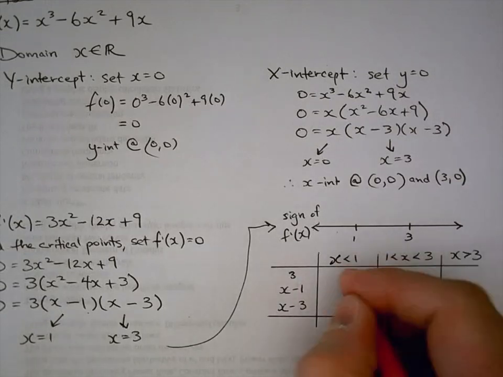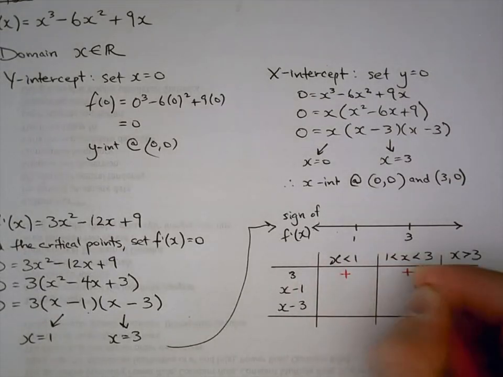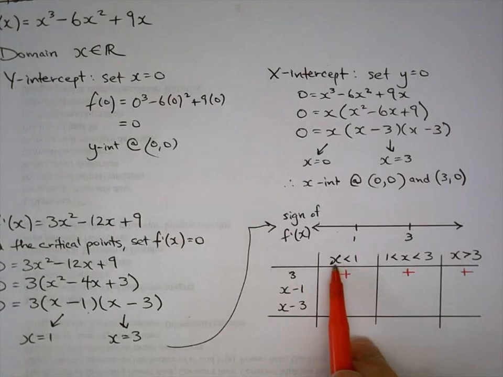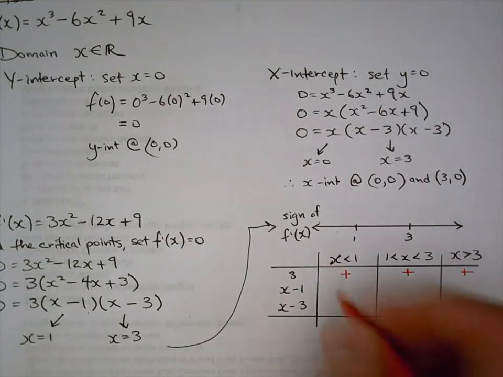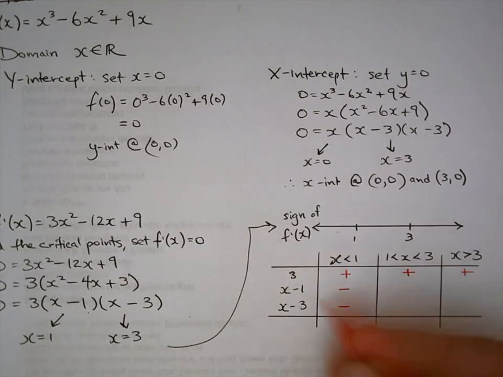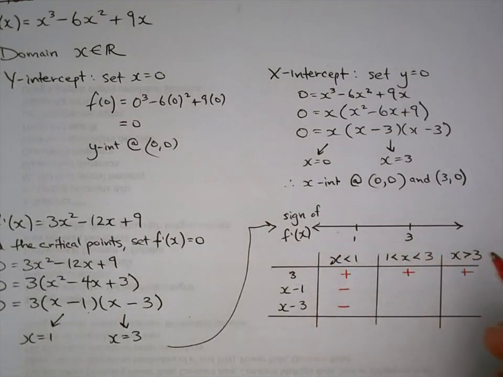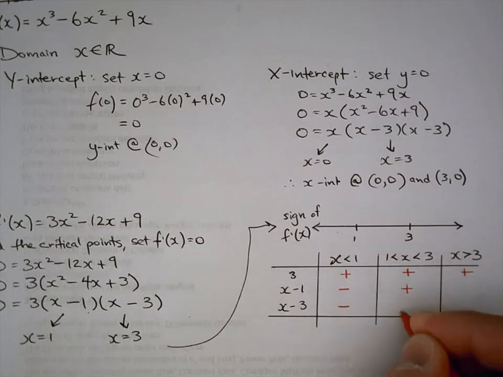First of all, 3 is always going to be positive. It doesn't matter what I select. Let's select a number less than 1. How about 0? If I sub 0 in, this is negative and this is negative. If I sub in a number between 1 and 3, say 2, this becomes positive and this is negative. If I sub in a number greater than 3, say 5, I would get a positive number and a positive number.